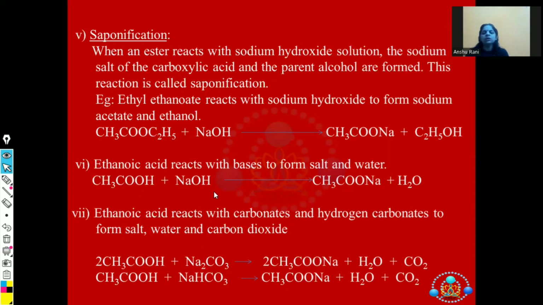Then ethanoic acid reacts with NaOH. This is H from acid, OH from base. H and OH, water will be removed. CH3COONa, sodium acetate is formed. It is a neutralization reaction. Acid plus base gives you salt plus water.